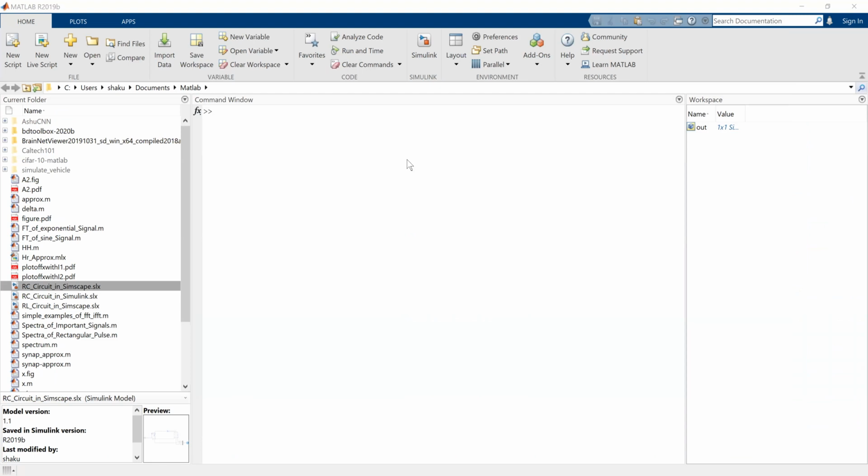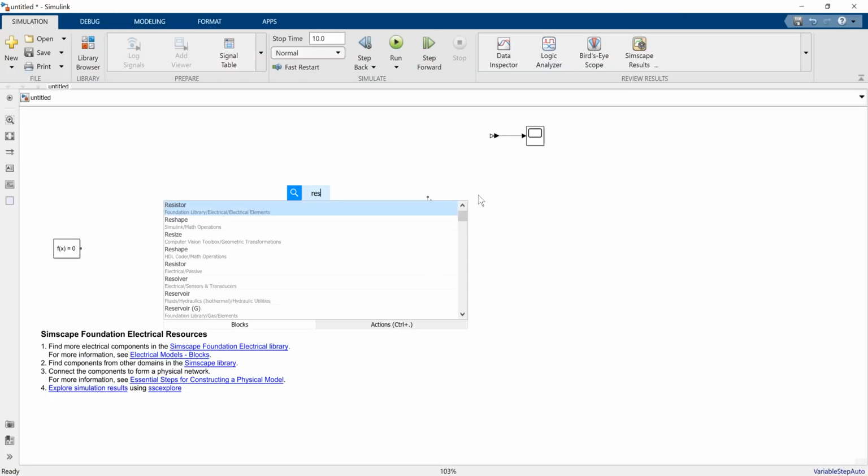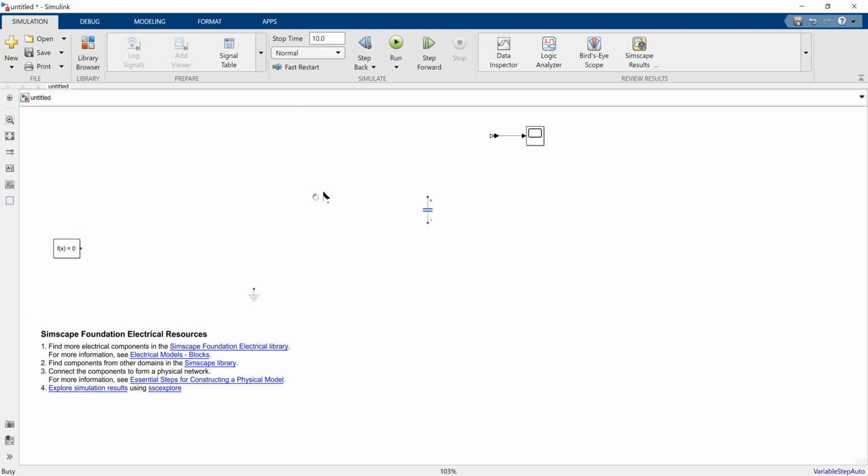Okay, let me use a capacitor. So this is our capacitor. And then I'm going to use a resistor. I hope this is visible to you. I haven't shared the window yet. Sorry. I'm doing the recording using Zoom. Okay, this is our resistor and this is our capacitor.